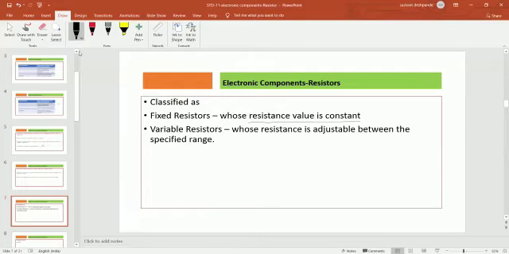But if a resistor has a fixed value, say 5 ohm, then it is called a fixed resistor. So a resistor whose value is fixed or constant is a fixed resistor, and a component whose resistance is adjusted between the specified range is called a variable resistor.